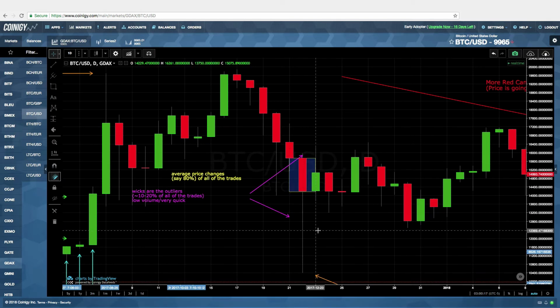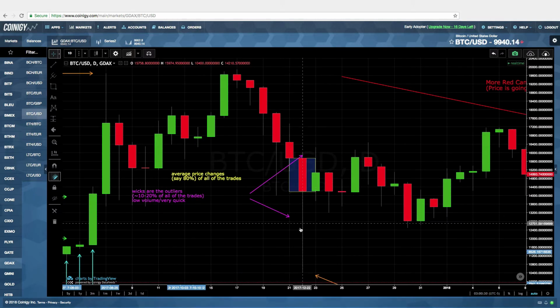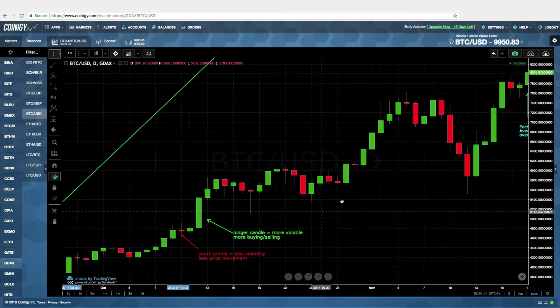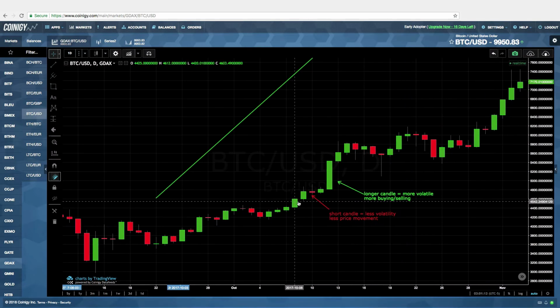wicks. And these represent a very low amount of volume, and they happen really quickly. It's usually just like bloop down and then right back up again, or bloop up and then right back down again. So you need to be careful about these wicks. And if we move over here, I've got some more examples of a few other things that you need to know.